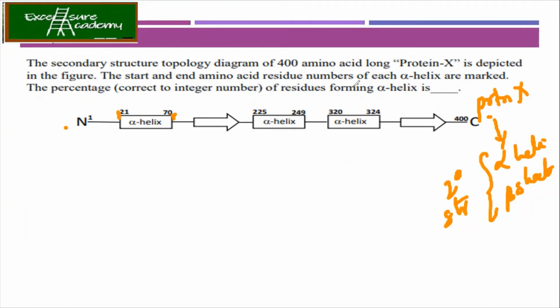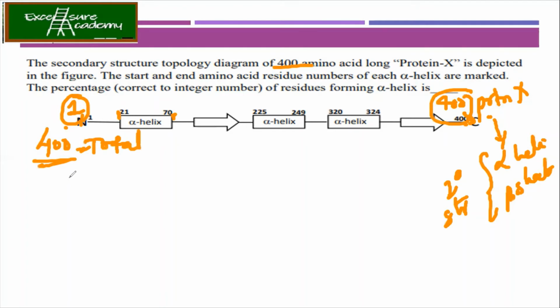What is the total number of amino acids here, Ranjan? 400, right? It is given here, and in the figure they have shown that from N terminal 1 you have till 400 amino acids at the C terminal. So this is the total. What they're asking is the percentage of alpha helix. How can you get this number? It's very simple. From 21 to 70, how many amino acids are there?